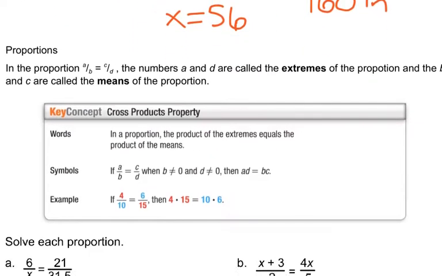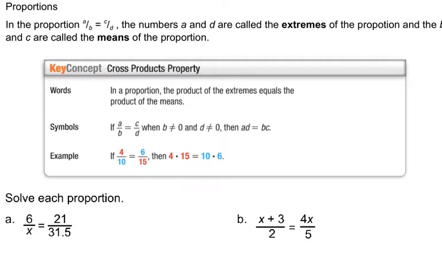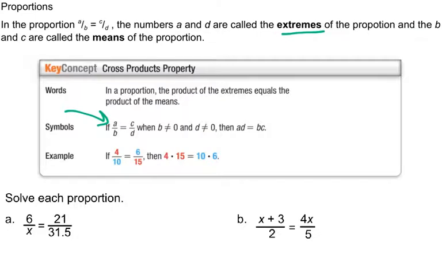Now let's talk about proportions. Proportions can be set up in many different ways. Now when it's set up like this, a over b is equal to c over d, the first numerator and the second denominator are called the extremes. Basically the first part of it and the last part of it. And the b and the c, so the first denominator and the second numerator, those are called the means. What you do is you multiply them. You multiply the extremes, you multiply the means. And that will help you solve for a variable if there is a variable there. And also to check to see if the proportion is accurate.